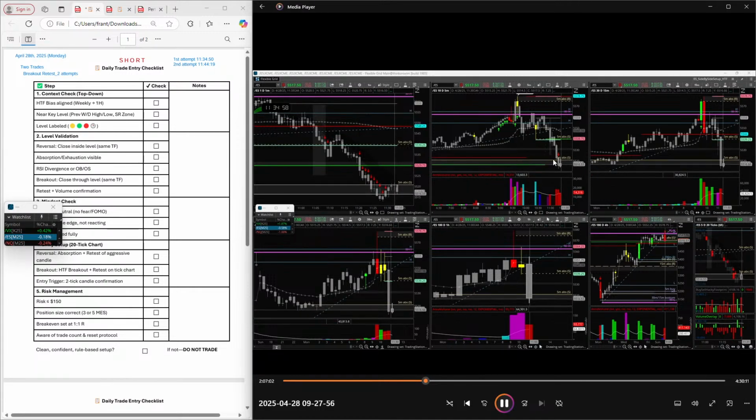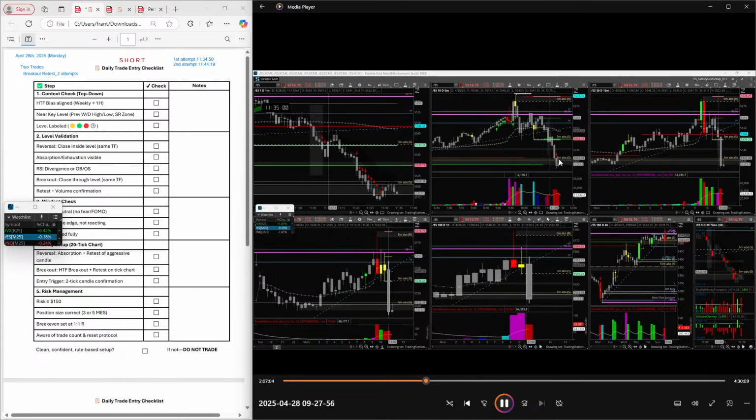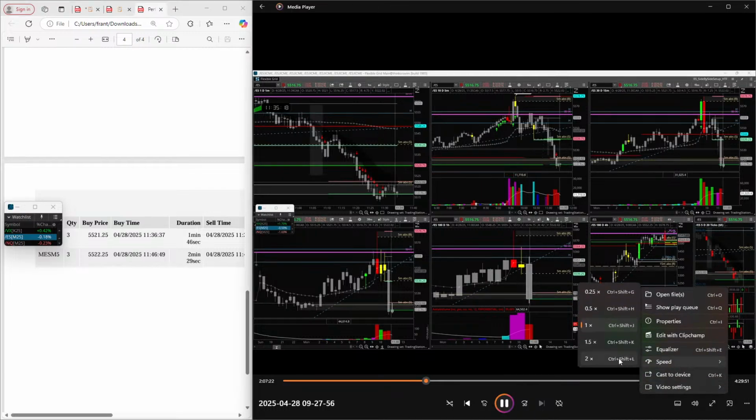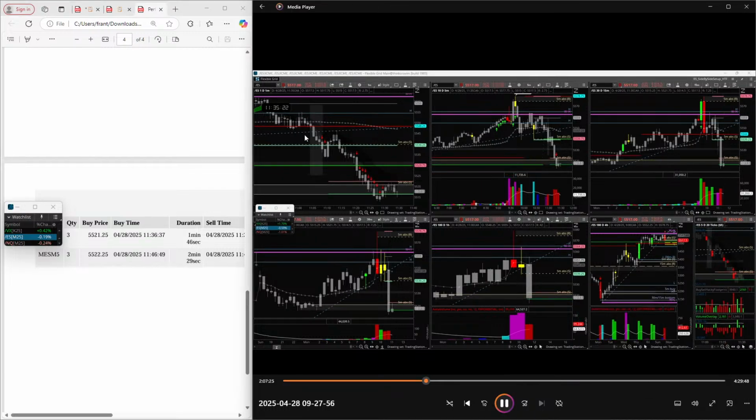I was looking at that. Okay, looks like we had a pullback. Stop loss right there. Looks like we're ready to go, and that's exactly what I was thinking. We came back to this level. Why not hold? How long was this trade? 1 minute 46 seconds. All right, so playing 2 times speed because I'm not gonna last long in this trade.